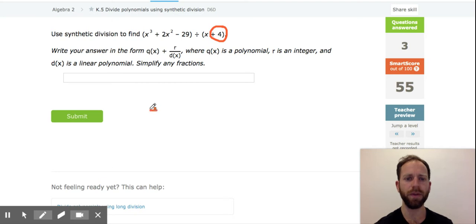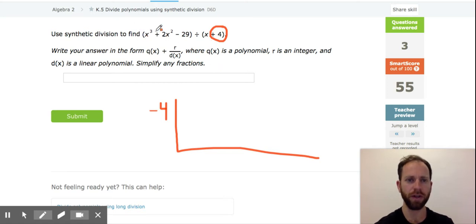So -4 is going to be the number that we're using to divide. And let's write the coefficients. So the x cubed term is the 1. The x squared term is a 2. And if you caught it, here's actually where the difference is. There's no x term, right? There's x cubed, there's x squared, but there's no x to the first power, just x. It just skips right to the constant. So what we need to do is we need to put a 0 as a placeholder here for the x term. Then we put our negative 29 as our constant.